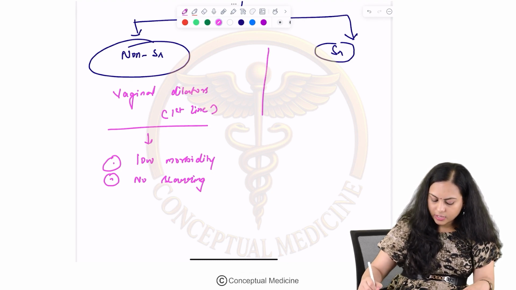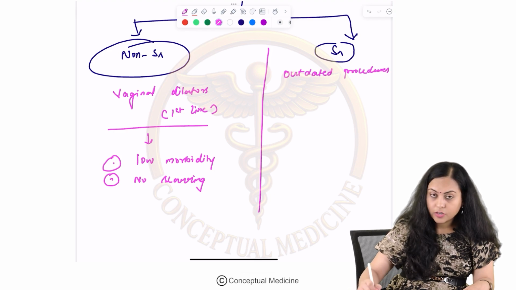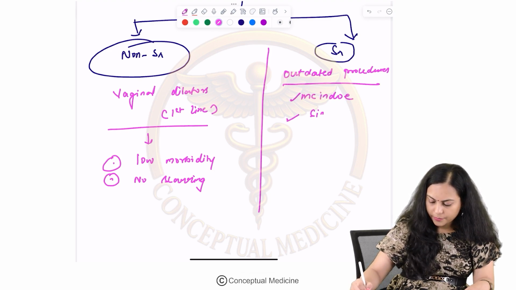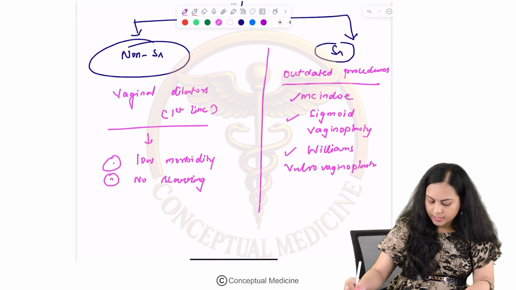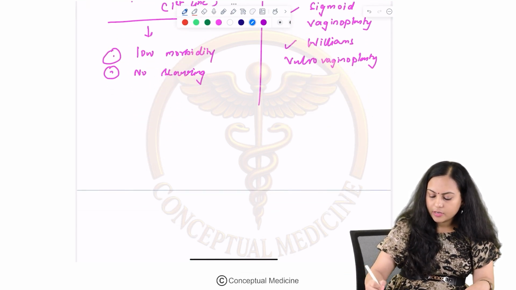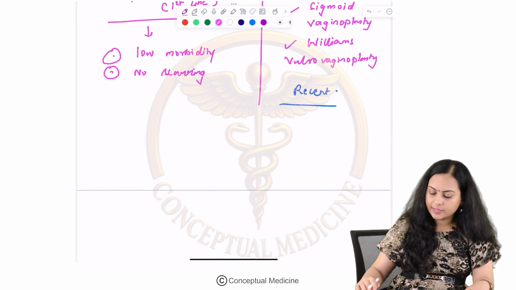Okay. Whereas surgical methods may include outdated procedures of creation of neovagina like McIndoe procedure or sigmoid vaginoplasty or Williams vulvovaginoplasty. Okay. But there are some recent procedures for creation of neovagina, just know the names alone.